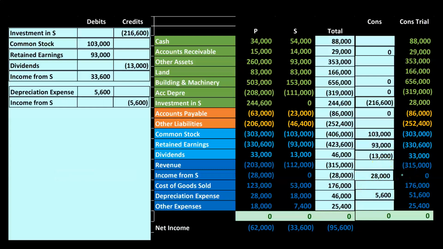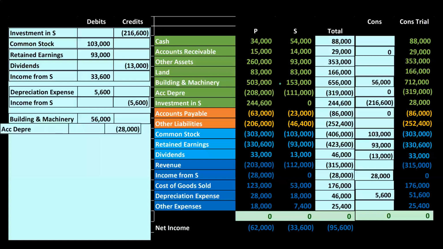That's good. Then we're going to be dealing with the fact that we have to put the building and machinery on the books. So the building and machinery up top, you'll recall, was $56,000 higher. S isn't going to put that on the books. It's going to be a consolidation thing. We're going to have to do that every time. So we're going to say, all right, then the building and machinery is now $56,000 higher because we determined a fair value at the point in time of the purchase was $56,000 higher, which was 5 years ago.